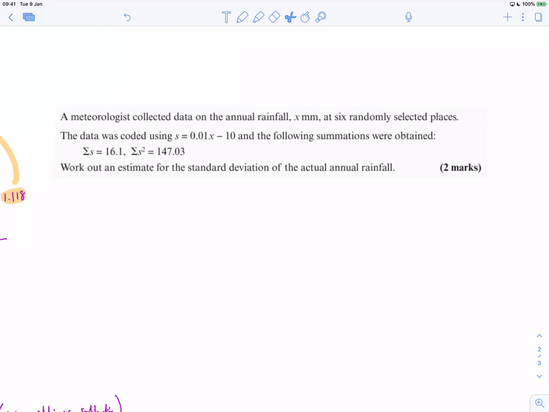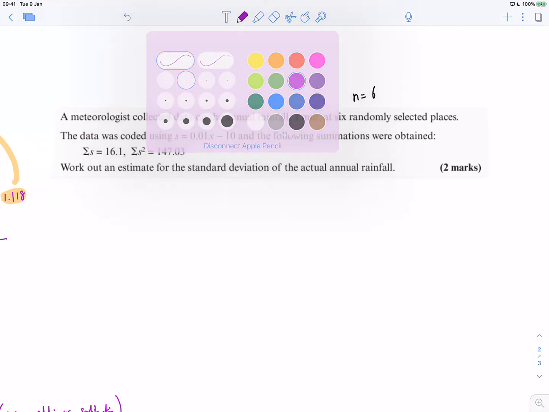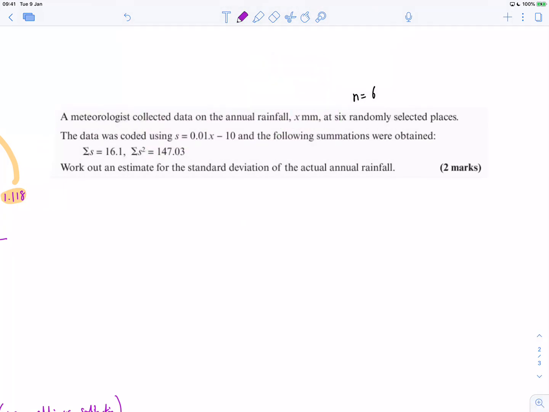Pause it, give it a go yourself. Okay, a meteorologist collected data on the annual rainfall X at 6 randomly selected places. So n is 6, let's clear that up. The data was coded using S equals 0.1x minus 10. So you're dividing by 10 and then subtracting 10. The following summations were obtained: the sum of S was 16.1, the sum of S squared was 147.03. Work out an estimate for the standard deviation of the actual rainfall.